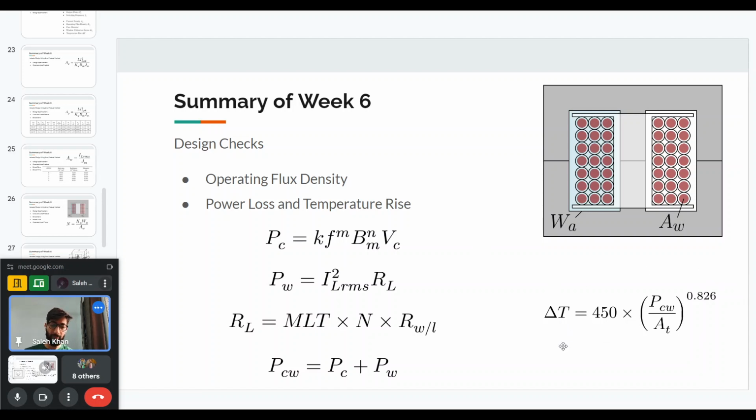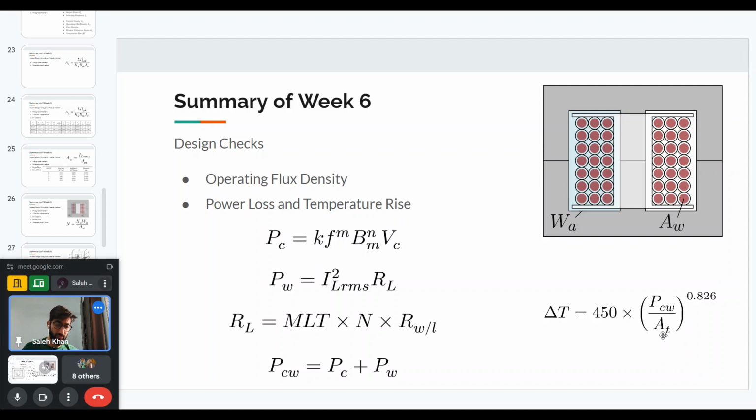This is an empirical based expression. So people have measured the temperature rise for different losses, and then they have curve fitted this kind of an expression. And this expression basically depends on the total core loss and the surface area of the core.